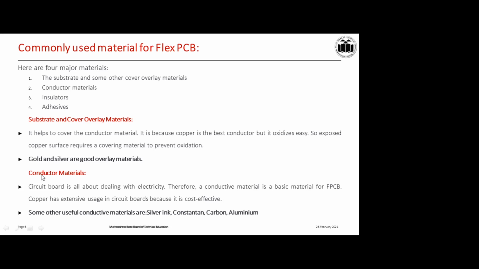Now the second material is the conductor material. In short, we already focused on it in part A, so here is a quick recap. The conductor materials which are used are silver, constantan, carbon, and aluminum can also be used as a conductor material.